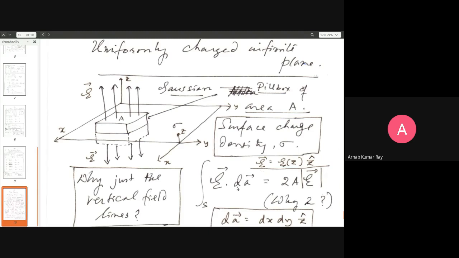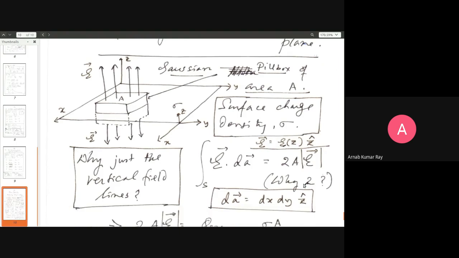So E dot dA: we are just interested in the area confined within this pillbox. The area is capital A. The E doesn't depend on x and y, so E is just dependent on z. What is this area dA? The area element on this sheet, the xy plane, will be dx dy z cap. So E(z) z cap dot dx dy z cap, and z cap dot z cap will be equal to 1.